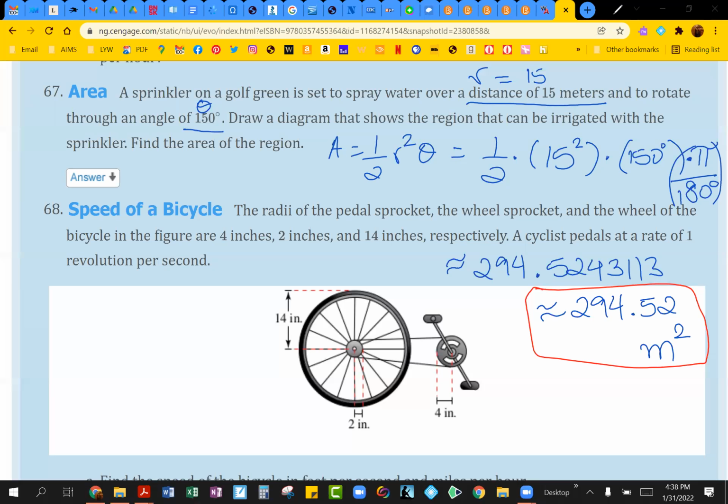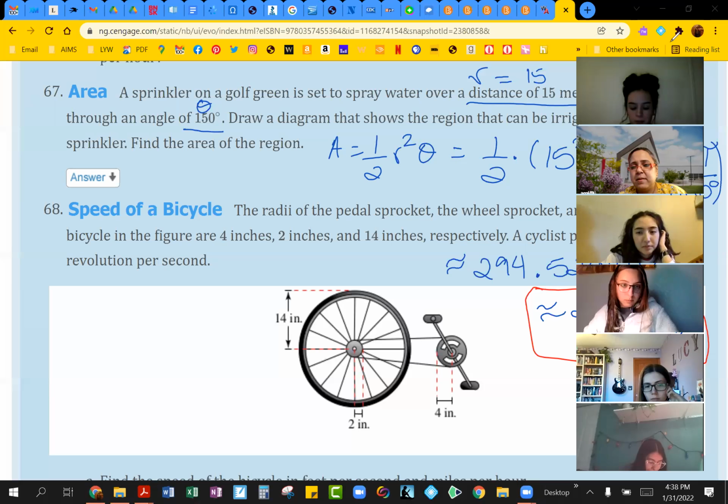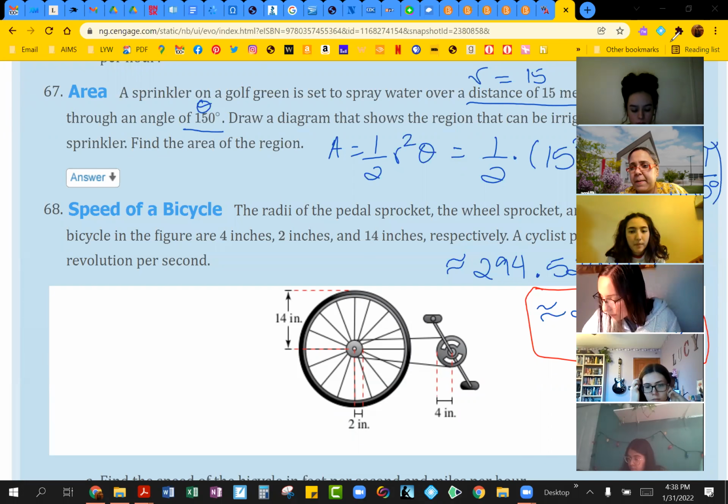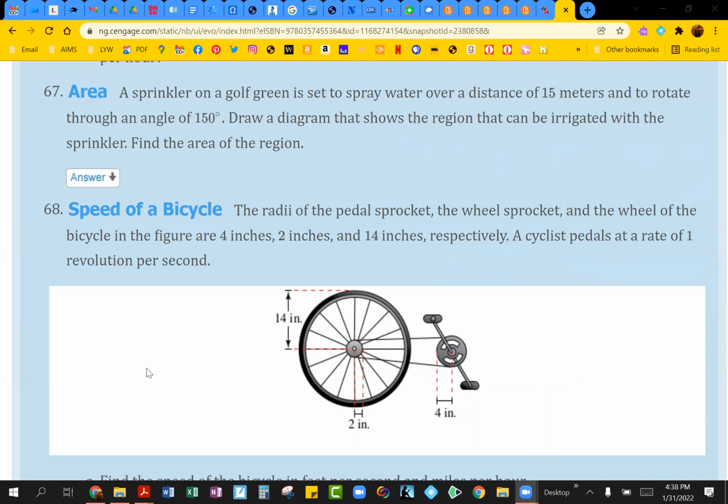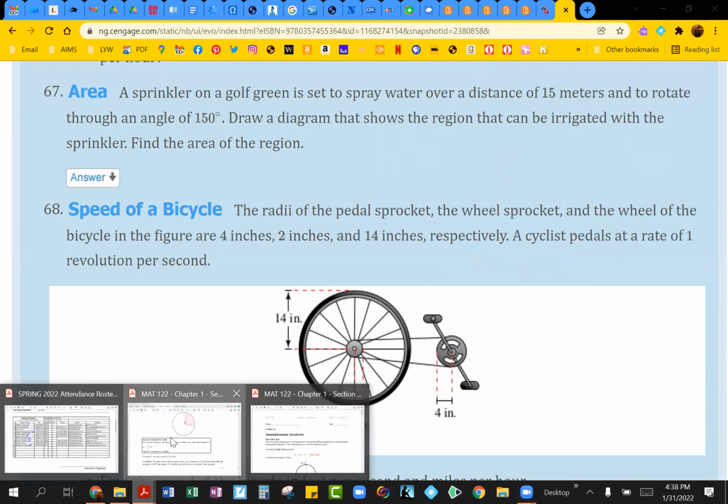Anybody have questions on this example over here? From your answers, of course, it looked like you guys were right on track, but just in case anybody had any questions. All righty. So make sure I save this, and I'll go ahead and clear this out.